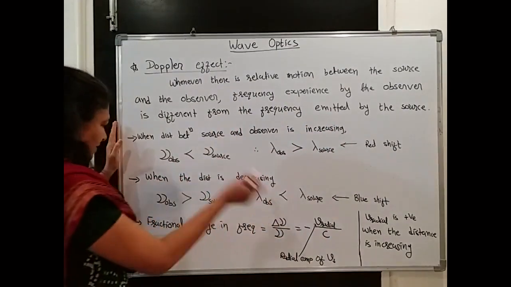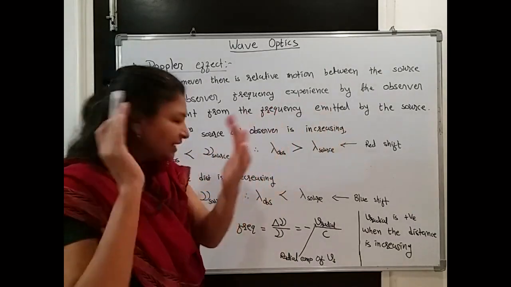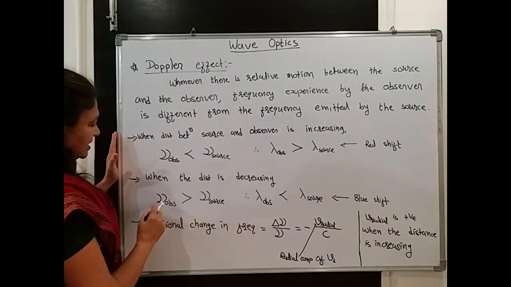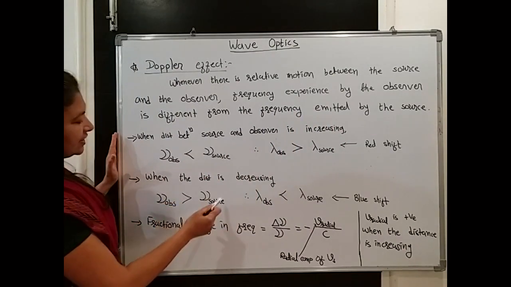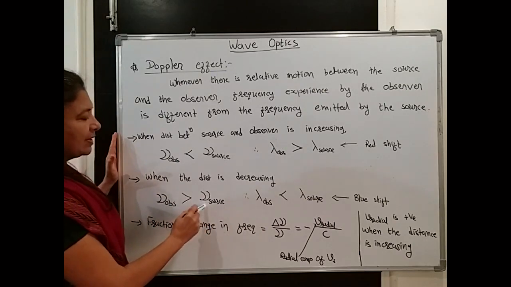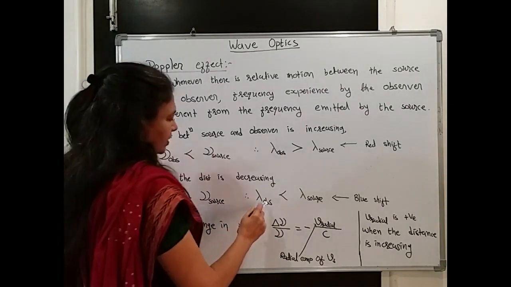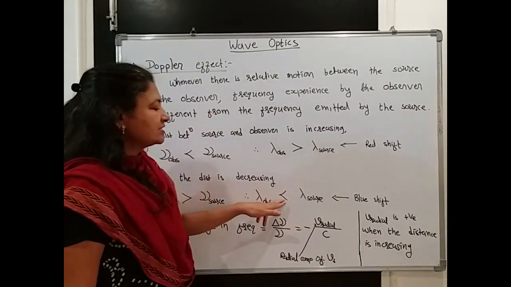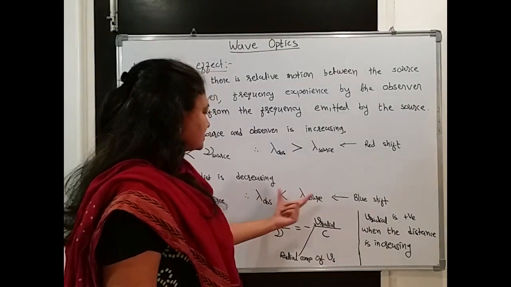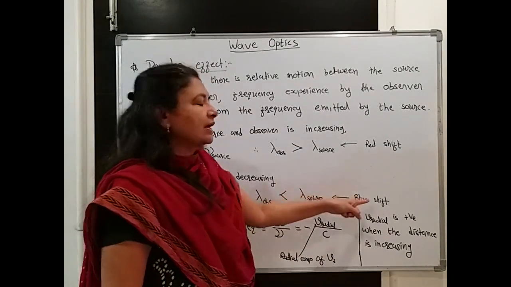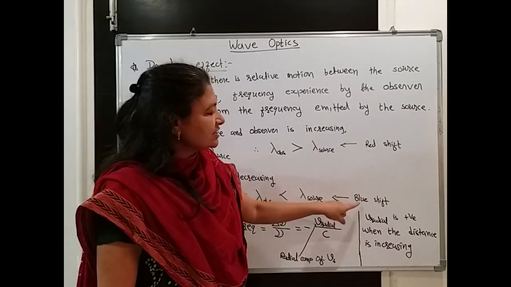Similarly, second case: if the distance between source and observer is decreasing, then the frequency experienced by the observer is greater than the actual frequency emitted by the source, and hence the wavelength according to the observer is smaller compared to the wavelength of the source. This decrease in wavelength is known as blue shift. Increase in wavelength is redshift, decrease in wavelength is blue shift.